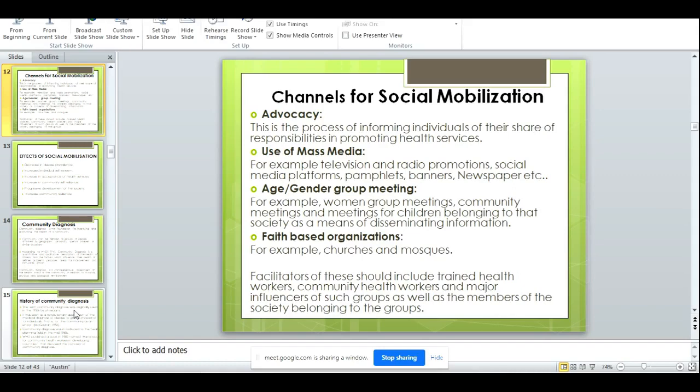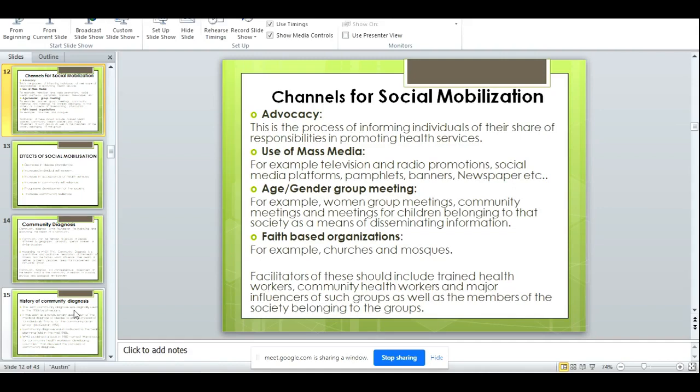Other channels of mobilizing the people are age and gender group meetings. So these are already groups that bring the people together. So you can easily go to those groups and tell them about what you want to do, and easily mobilize them from that group. For example, women group meetings, community meetings, and meetings for children belonging to that society as a means of disseminating information.